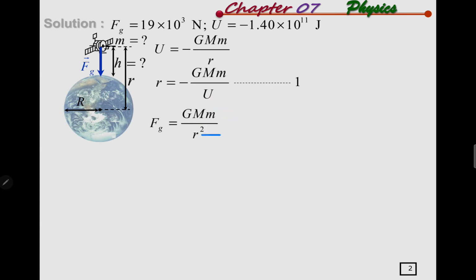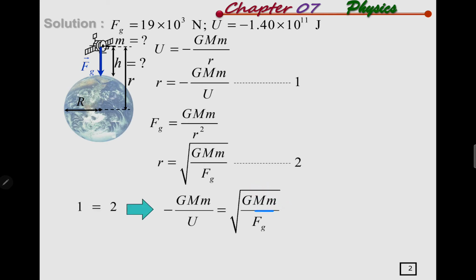By applying the equation of force, F equals gravitational constant, mass of the Earth, multiplied by mass of the satellite over r squared. If we rearrange in terms of r, we end up with r equals the square root of G, mass 1, mass 2 over the value of force. We have another equation, equation 2. So we can solve them simultaneously, and equate equation 1 with 2.